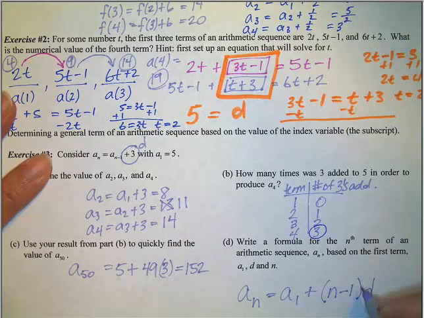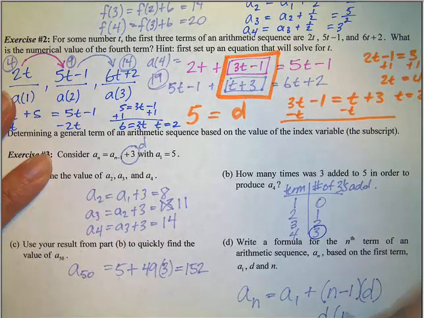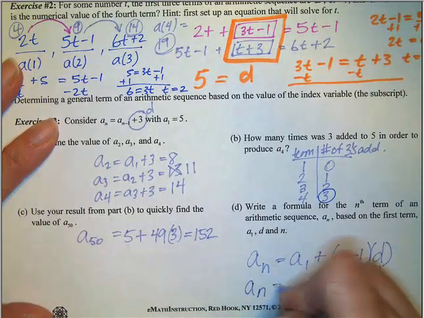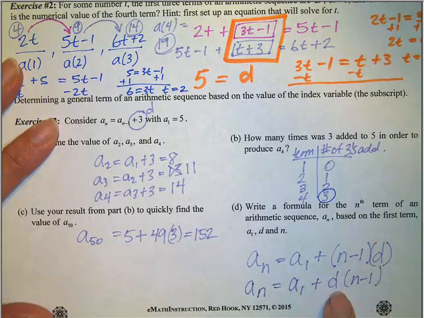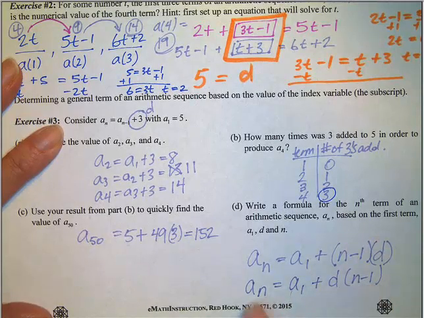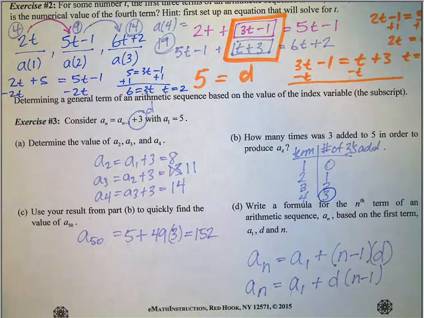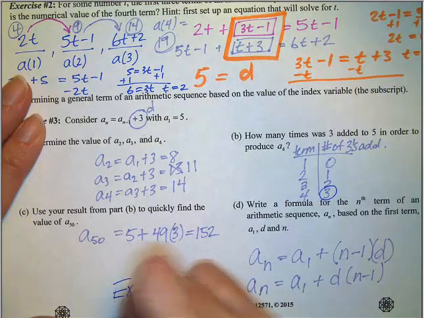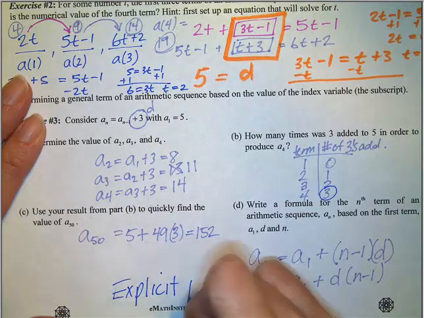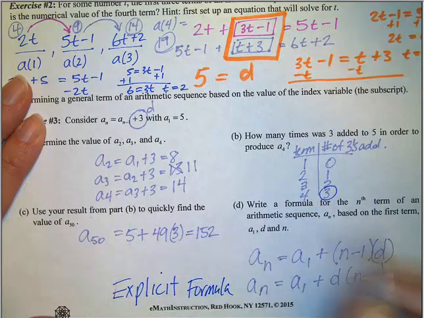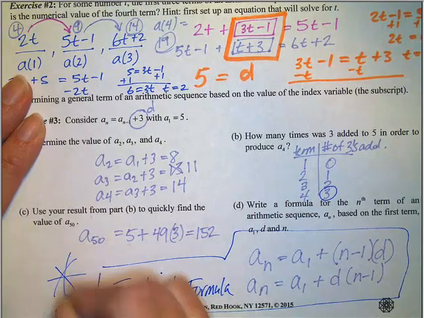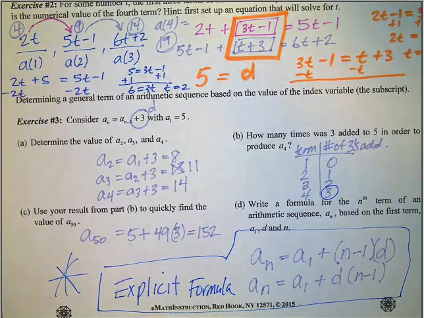And why don't we put d in parentheses? If you don't like it in this order, you absolutely could write it like this. So a sub n equals the first term plus the difference times one less than the number of the term you're trying to find. And this is called the explicit formula. And this is huge. You need to know this. So please make sure you have that down.